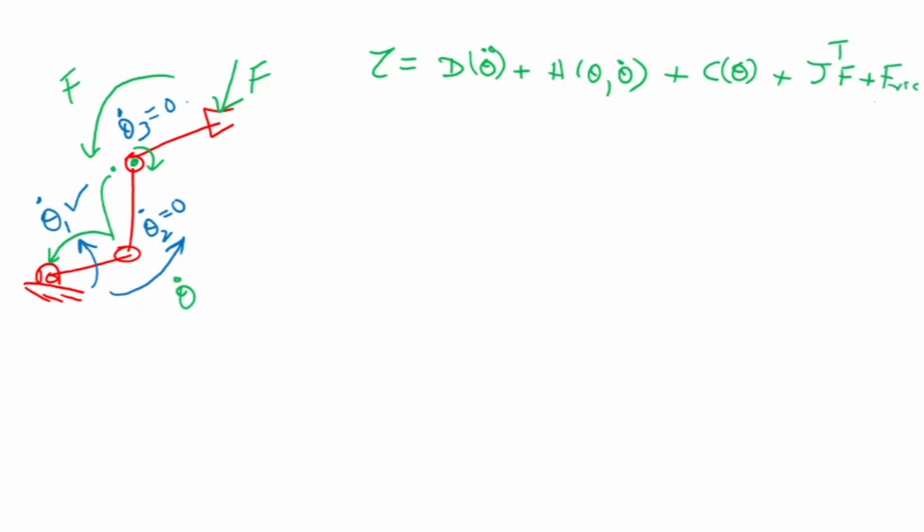Okay, so these are all the forces which are acting at the joints, or the components of the torque which is acting at the joints. Now this is my inertia component, this is the Coriolis plus centrifugal components, this is the gravity component. Okay, this is external forces, and there is friction force.